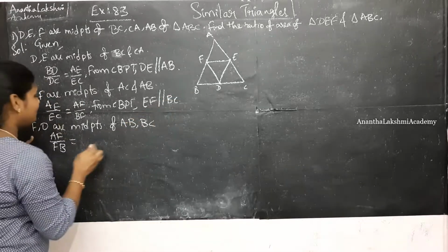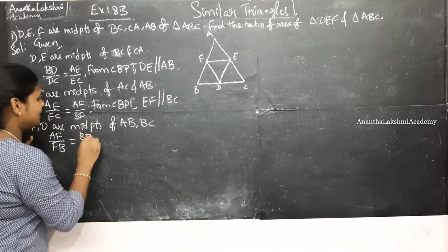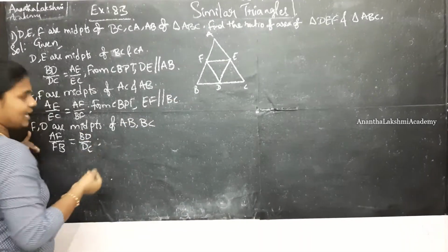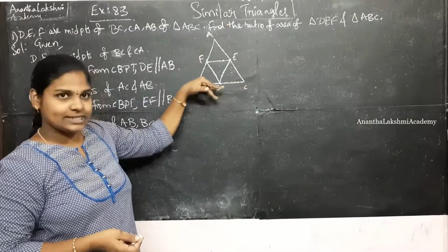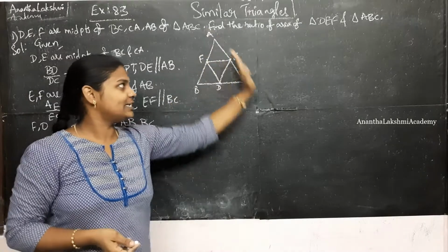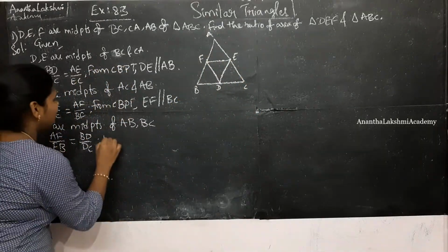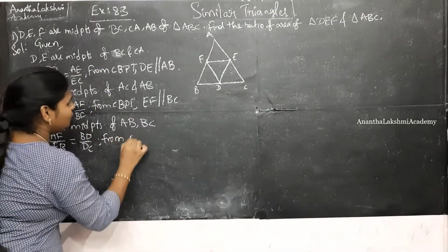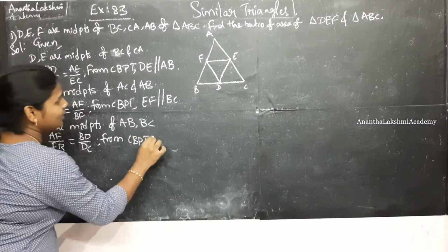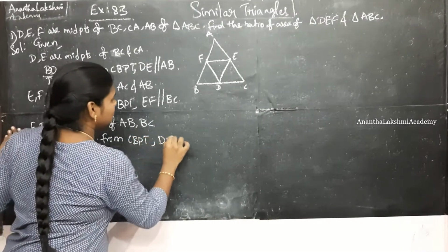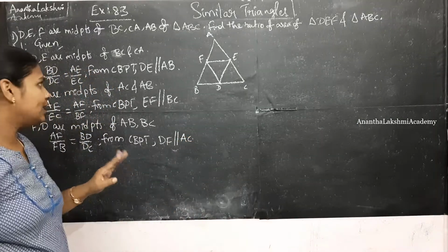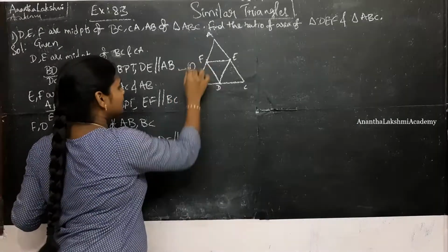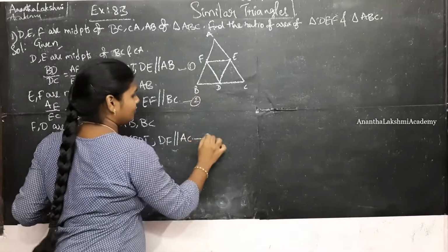AF by FB is equal to BD by DC. Again, this side is dividing the other two sides into two equal halves. Hence, this line is parallel to this line. From the converse of basic proportionality theorem, DF is parallel to AC. Alright, let me consider this is 1 and 2 and 3.